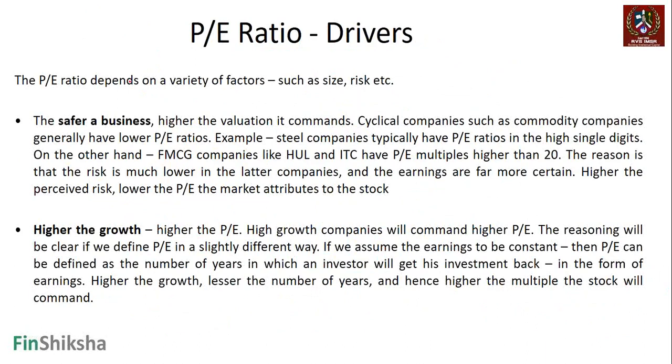So just to summarize, the safer a business, the higher the valuation it will command; the higher the growth, the higher the PE it will command, right? So companies like HUL and ITC have PE multiples which are much higher than, let's say, steel companies, which will typically show you lower PE ratios or volatile PE ratios. High growth companies will command higher PE ratios. Anywhere where you have a big opportunity and the company can take advantage of that opportunity, you will probably see that the price to earnings ratio will appear to be much, much higher, right? That's what drives valuation. That's what drives PE ratios.